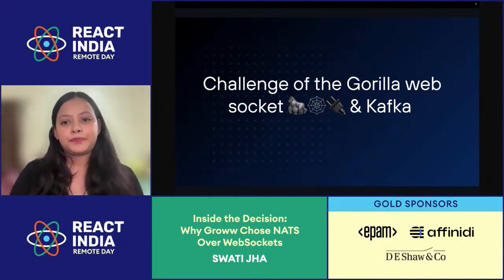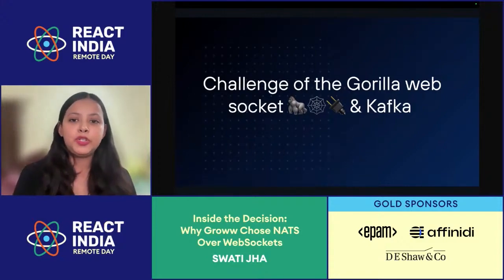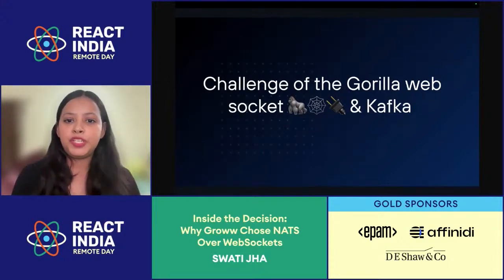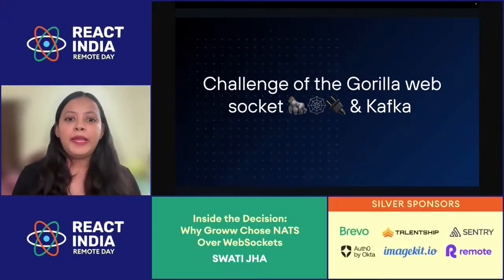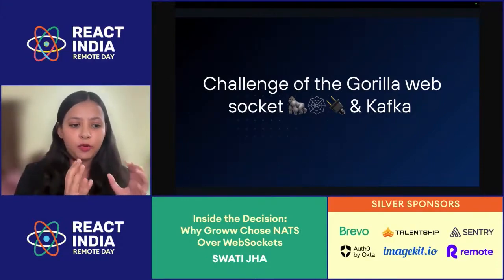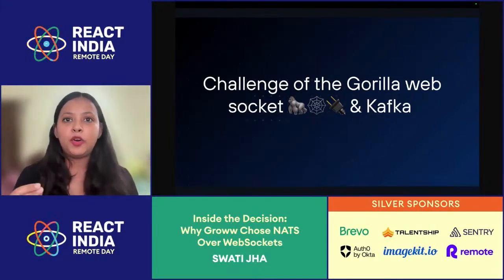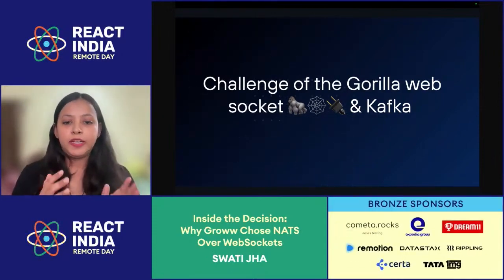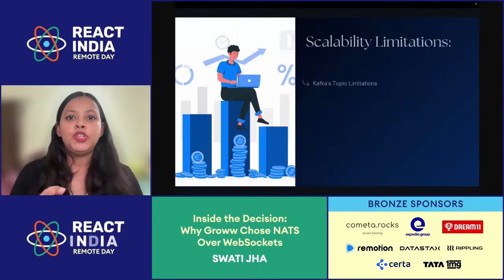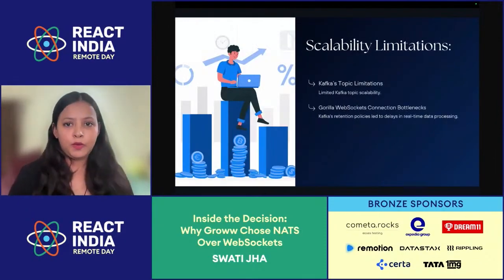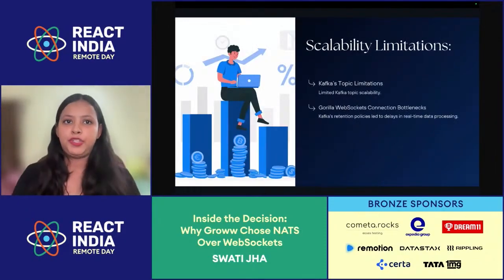So, let's understand these issues in depth. What were those issues, and why were they causing a hindrance in our scalability, or creating an issue for being a real-time reliable application? So the first problem was the Kafka topic limitation.